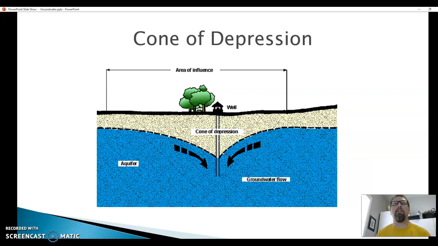These are just plexiglass models that contain different arrangements. They have impervious surfaces in them. They have these wells drawn in, and you can put in different dye, and that dye will move through the water. So you can actually see these cones start to form in these models.